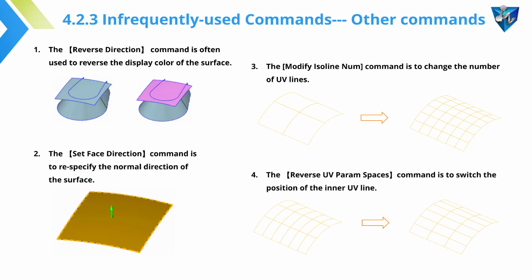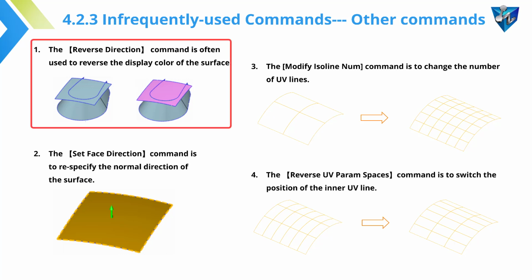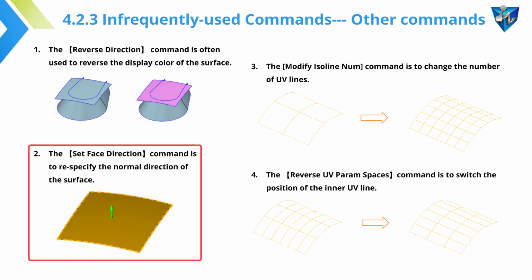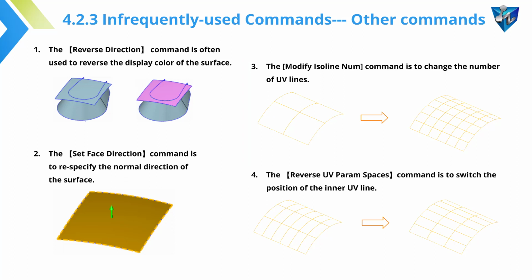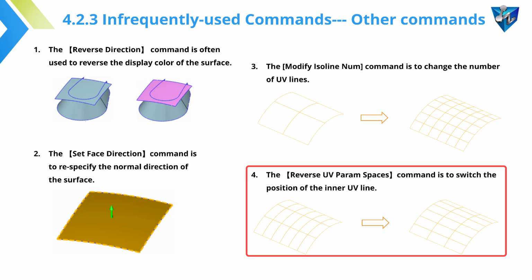After introducing rough offset and fillet open faces commands, the rest of the commands will have a quick introduction because they are easy to use or easy to understand. The first is reverse direction, only used to reverse the display color of the surface. The set face direction is to respecify the normal direction of the surface. The modify ISO line number is to set the UV line's value in the surface. The reverse UV param spaces can exchange the UV direction.